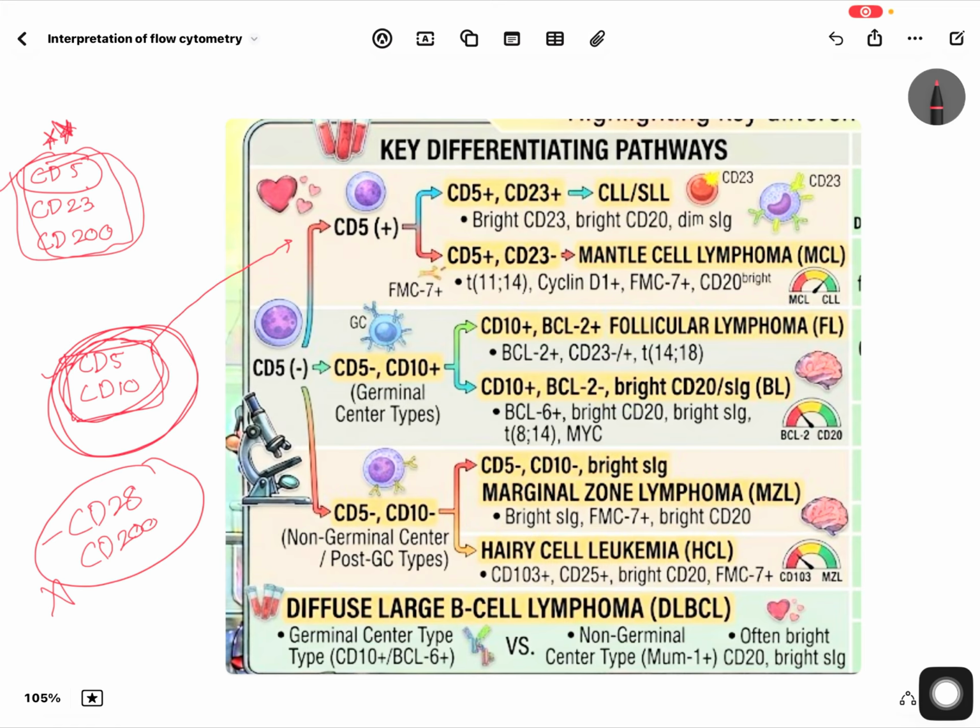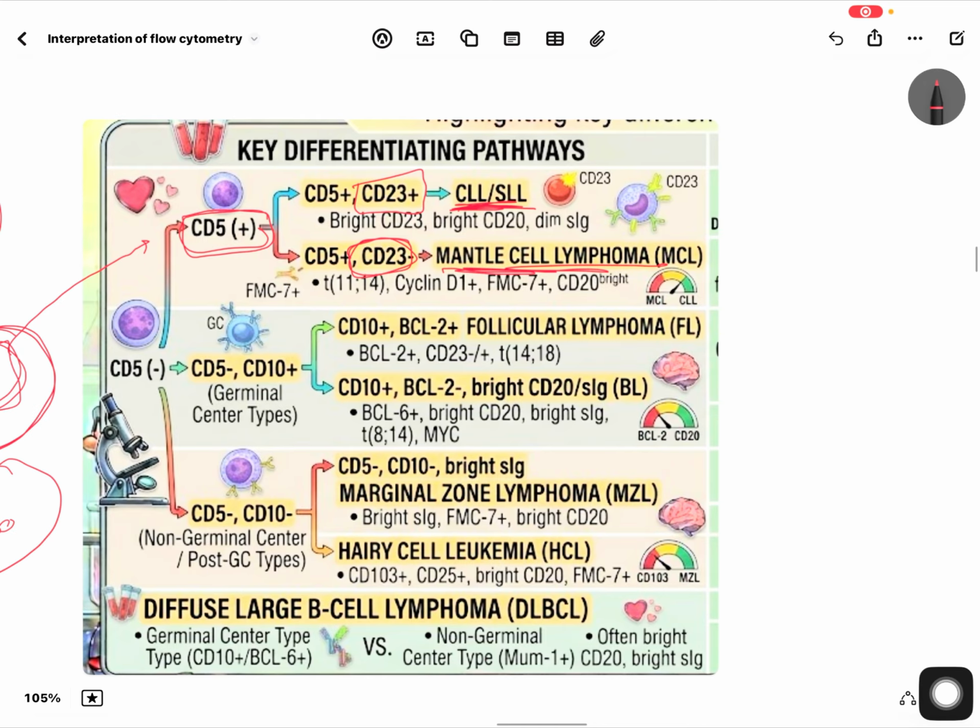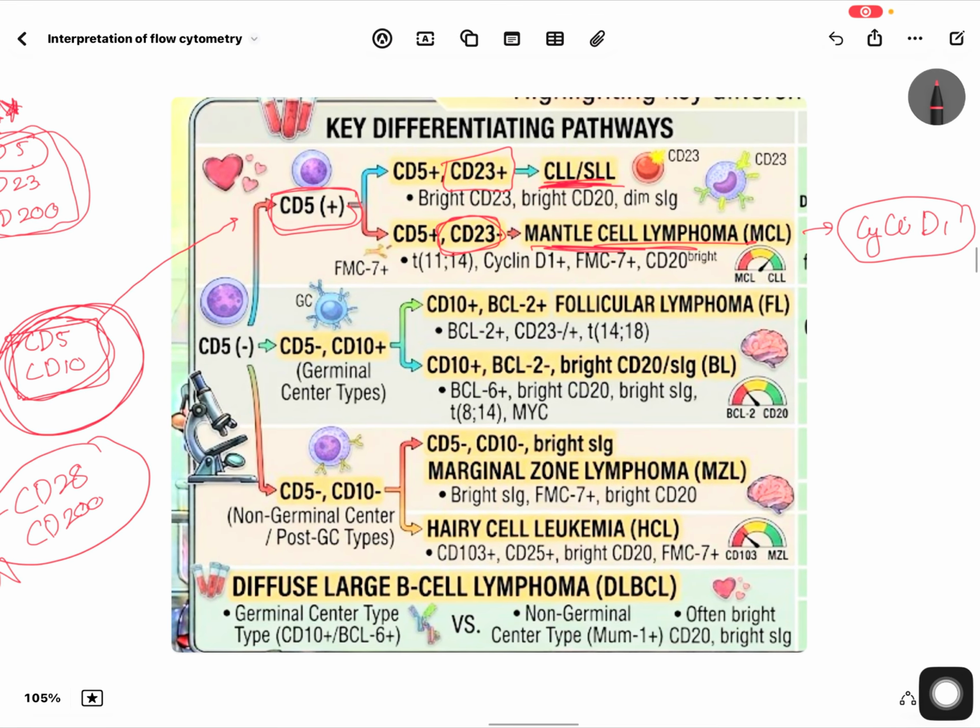Okay, so CD10, let's go. CD5, if it is positive, and then CD23 is also positive in this, then it is SLL. Okay, if CD5 is positive, if CD23 is negative, that becomes mantle cell lymphoma. Okay, very important. Along with this mantle cell lymphoma, what is the most important? That is cyclin D1. Okay, is the most important marker.